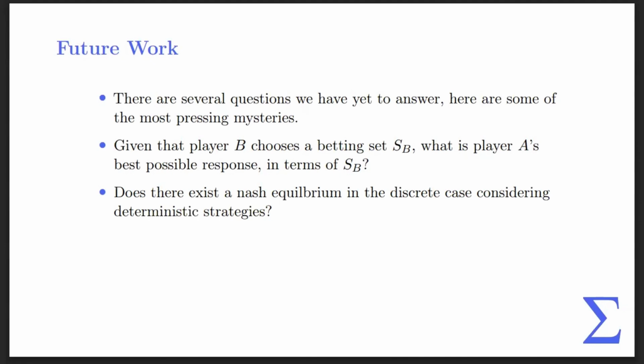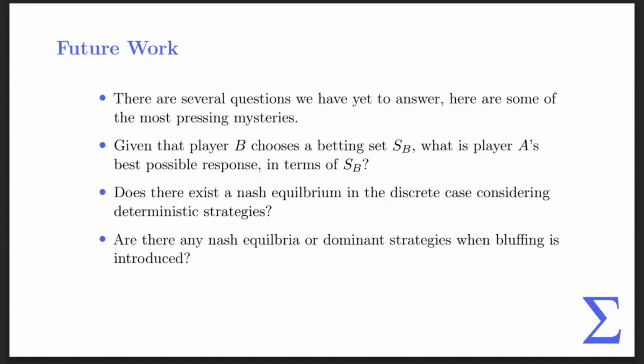Right now we think the answer is no. We know it's no for n less than or equal to 10. However, we don't know for sure yet. And then also, are there any Nash equilibria or dominant strategies when we introduce bluffing?